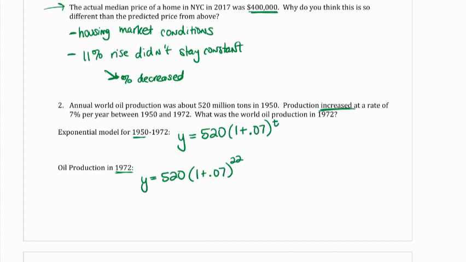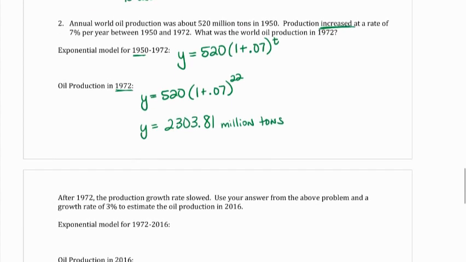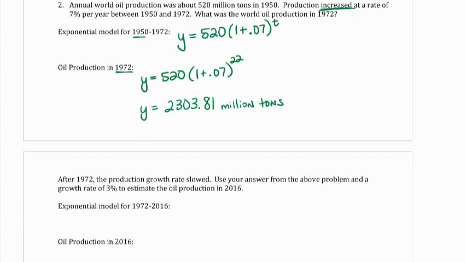I'm going to do my exponent to the 22nd times 520. And we get 2303.81. So that means that many million tons is what that was measured in, oil production. That's quite a big change. Okay, we continue here with that same problem on the next page.